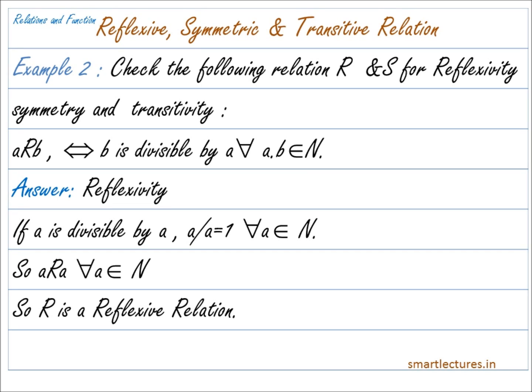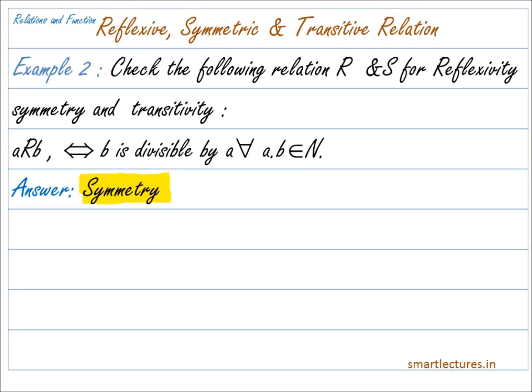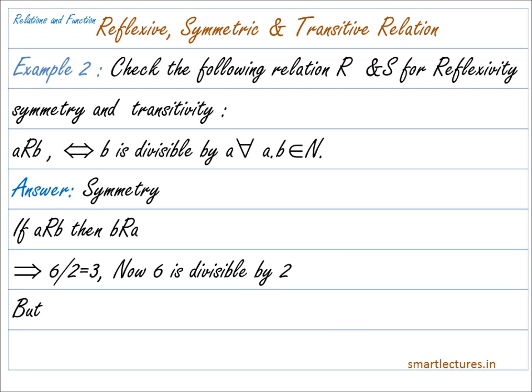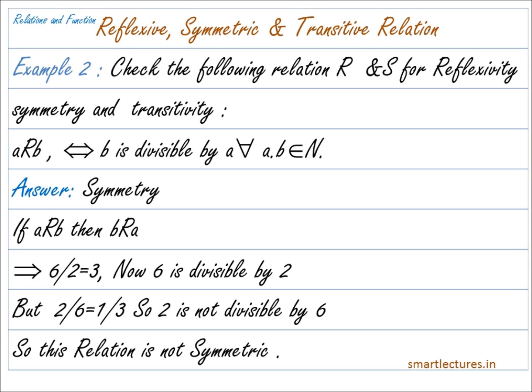Now let's check whether this relation is symmetric or not. This relation will be symmetric if a is related to b, then that also means b is related to a. Take an example. Suppose we say 6 is divisible by 2. 6 divided by 2 is equal to 3. But is 2 also divisible by 6? 2 by 6 is equal to 1/3. So 2 is not divisible by 6. That means this relation is not symmetric.